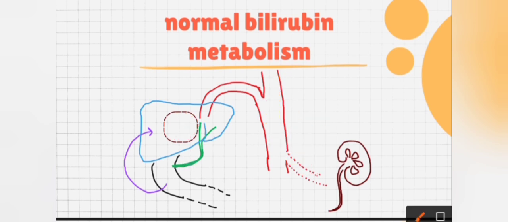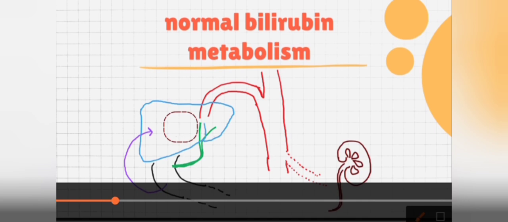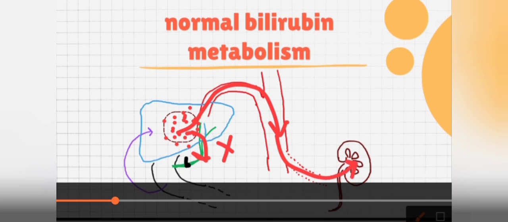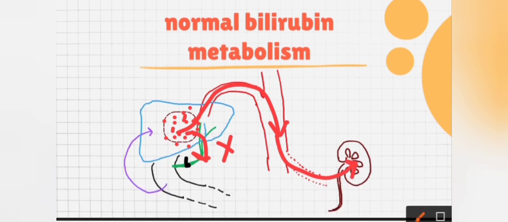suppose if there is obstruction over here, so the mechanism is completely normal till here before the obstruction, so more and more conjugated bilirubin is formed, but it is not able to drain here. So if it is not able to drain here, these bilirubin molecules would backflow, and due to that backflow it would go in kidney, and from kidney it would appear in urine. So the urine would be dark colored in case of obstructive jaundice.